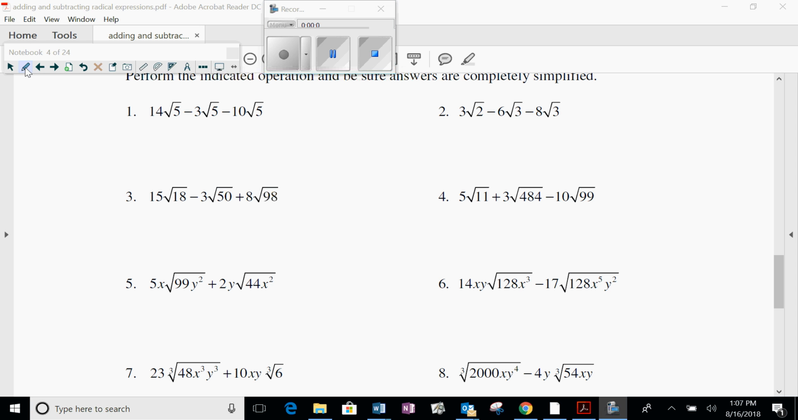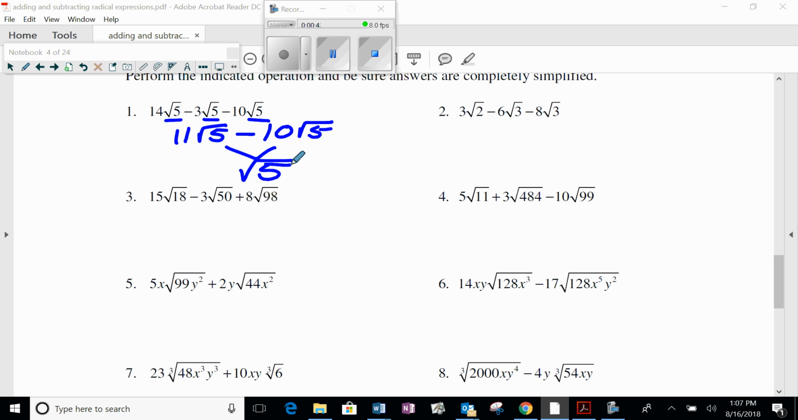For the first column, we have 14 square roots of 5 minus 3 square roots of 5 minus 10 square roots of 5. They all have a common radical of 5, so I can go ahead and combine like terms. So I'm going to say 14 minus 3 is, go ahead, tell me. 11 square roots of 5. And I'm going to bring down my minus 10 square roots of 5. And then go ahead and combine these like terms. If you want to do it all at once, you could do that. But we have 11 minus 10 is 1 square root of 5, or you can just say the square root of 5. Questions on number 1?